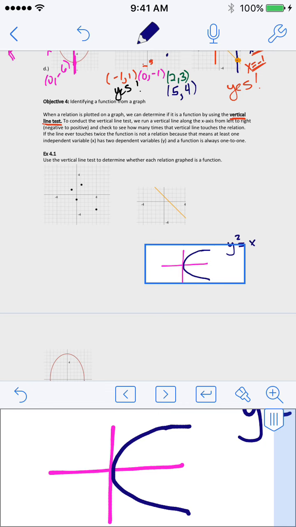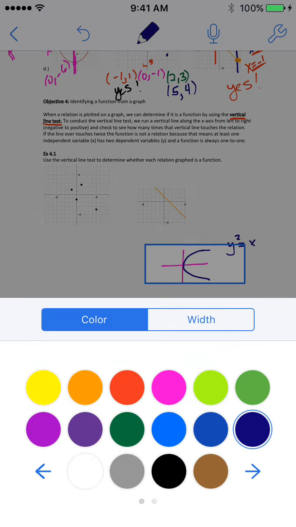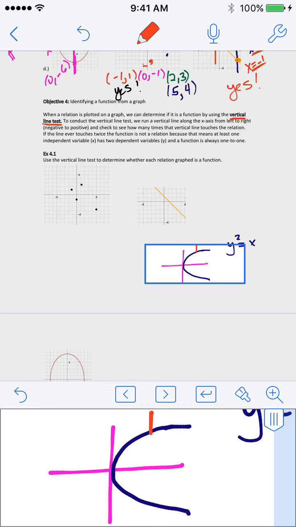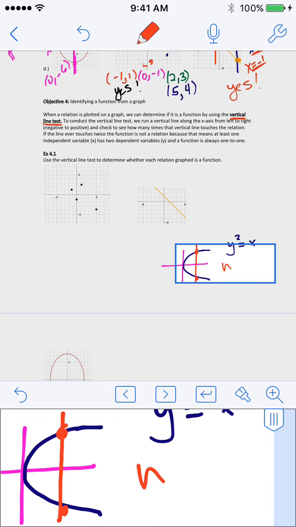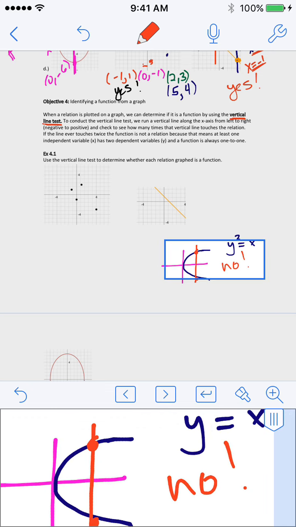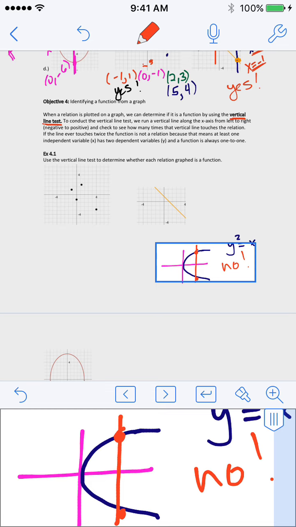All right, talk about it. Pause the video and talk about it. All right, I hope you said it's not a function, because clearly if we were to draw a vertical line here, it hits twice. Any vertical line, we don't even need to know where that vertical line is. It happens so many times that this is definitely not a function. So this would be a big fat no. Not a function. All right, cool.